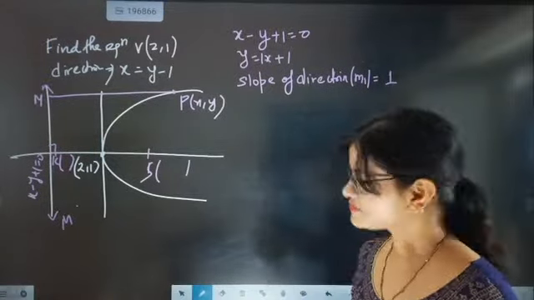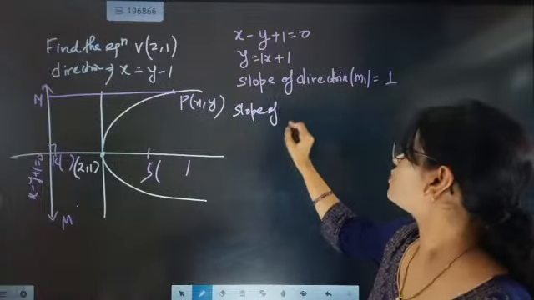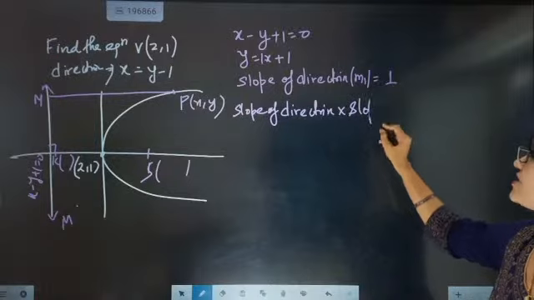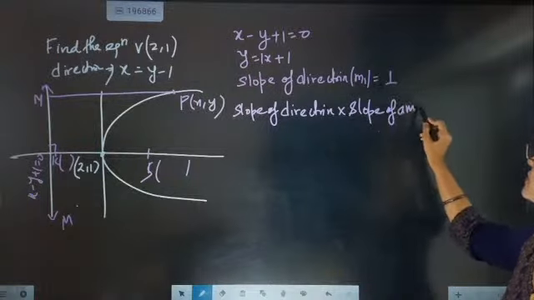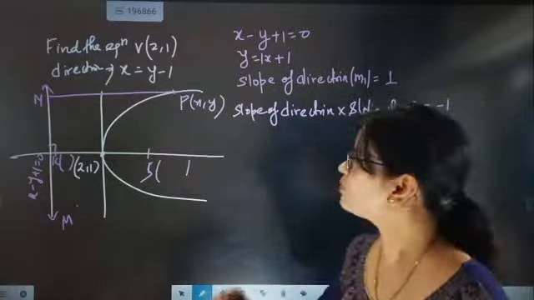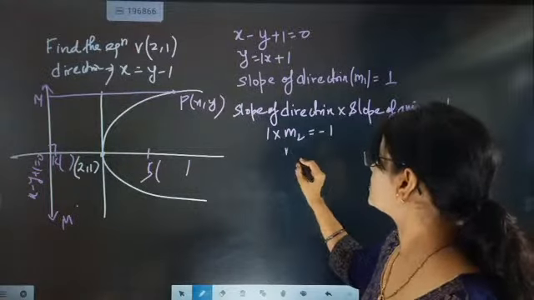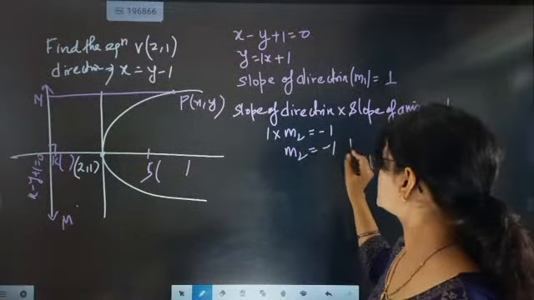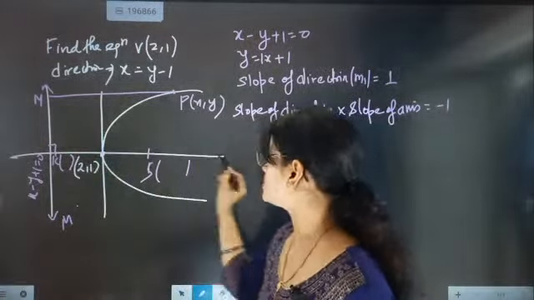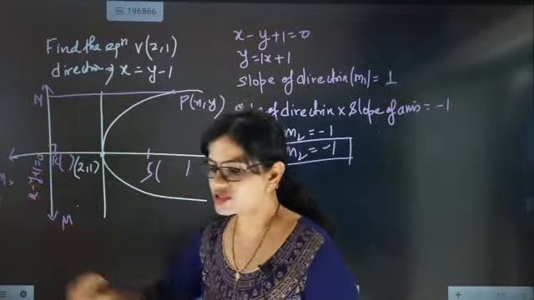So let us start. Slope of directrix into slope of axis equal to minus 1. So slope of axis will be taken as m2. Slope of directrix is m1, m1 is 1 into m2 equal to minus 1. So m2 is coming as minus 1. So slope of axis is coming as minus 1.